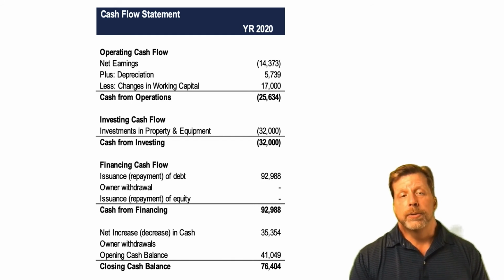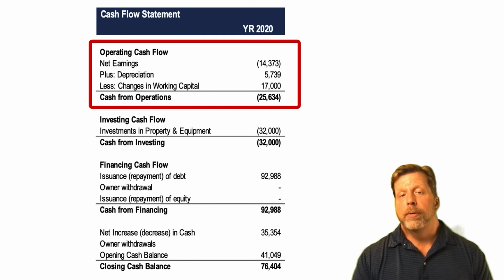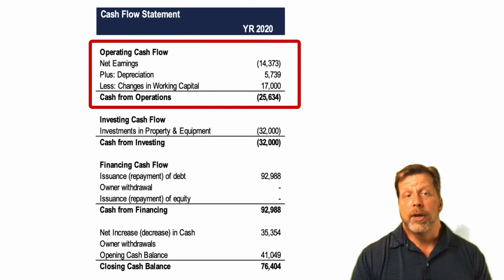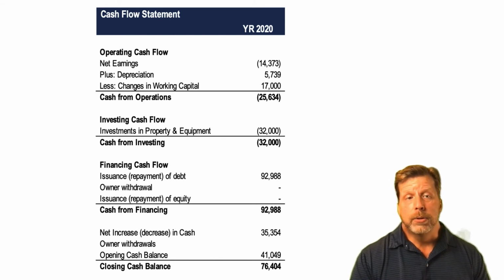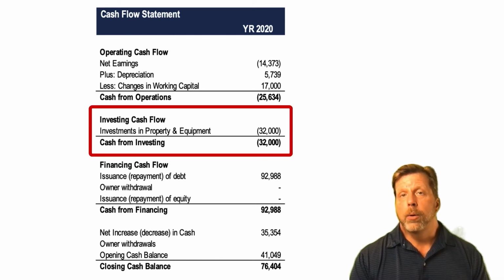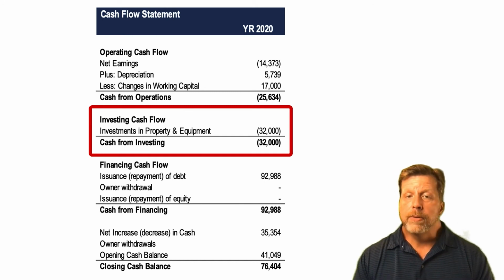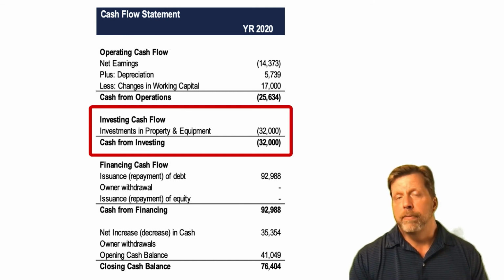This first section tells us how much cash was generated or consumed in normal operations of the business. In this example, based on the operating section, this company had a cash decrease of about $25,000. The second section shows cash that was generated or consumed through investing activities. In this case, $32,000 was consumed through the purchase of fixed assets, which is sort of an investment.